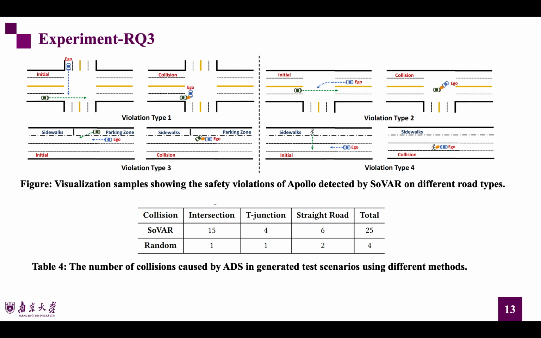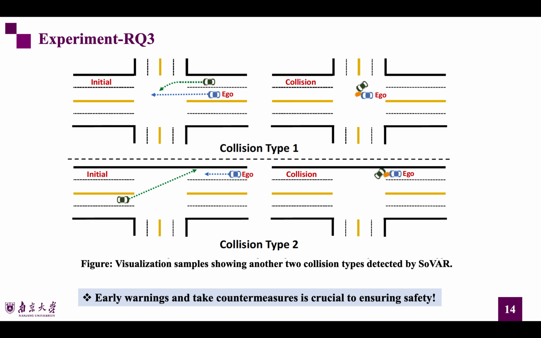For RQ3, the table represents the number of collisions caused by self-driving cars in generated test scenarios using different methods. We present 4 safety violation scenario types as shown in the figure. In addition, as shown in the slide, we summarize another 2 types of collisions, which are caused by irregular NPC actions. Although in these cases the NPC violates traffic rules, we believe the ADS should have emergency avoidance capabilities when there is sufficient time to react. In such scenarios, the ADS's ability to issue early warnings and take countermeasures is crucial to ensure safety.